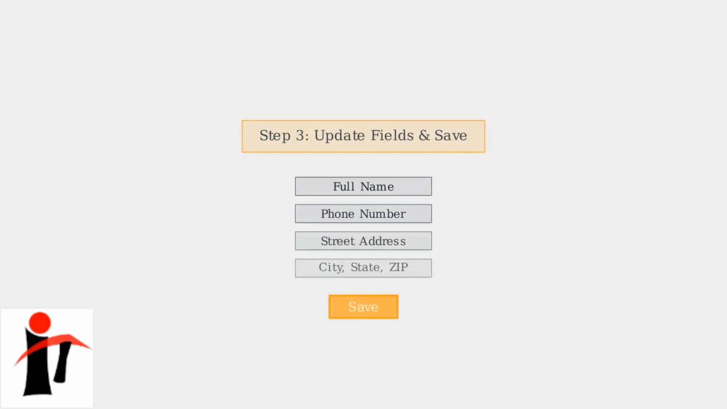In the editing form, you can update any field, including your name, phone number, street address, city, state, and zip code. Make your changes carefully, then click the Save button to confirm your updates.